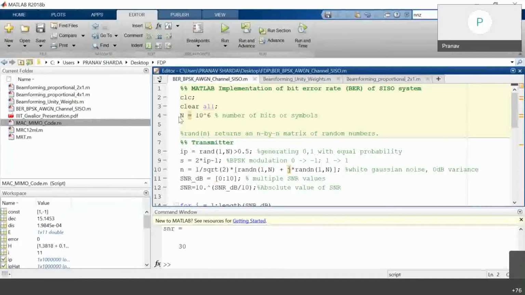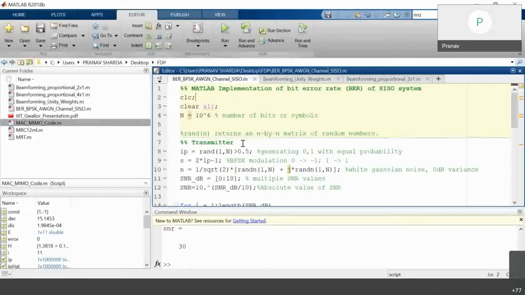In line number 4, we consider the value of n to be 10 raised to power 6. That is the number of bits or symbols which we are interested in transmitting. Then we have the transmitter section, the preliminary part of any communication system. In line number 8, we define a variable ip, which equals rand of 1 comma n, greater than 0.5. Please note that I have given certain comments also for the sake of convenience of understanding.